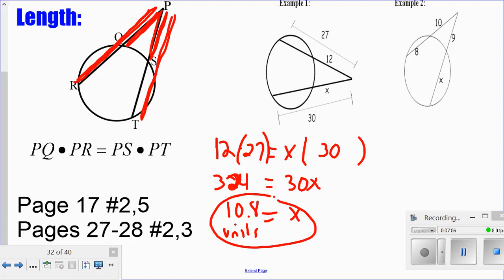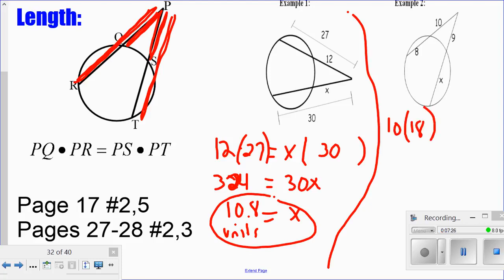Okay, let's try that in our last example here. So again, the external piece, give myself some room. So the external piece is 10 times the whole entire length of the secant. Be careful there. So it's not 10 times 8. It's 10 times 8 plus 10, which is 18. Should be equal to 9, the external part, times the whole entire length, which is going to be 9 plus x, the quantity of 9 plus x.